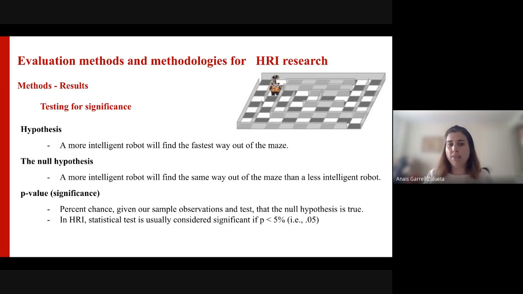So the statistical test will give me a p-value. If the value is lower than 5%, it means that I can reject the null hypothesis and then accept my hypothesis. Attention, if you have a p-value of over 5%, it doesn't mean that you have to accept the null hypothesis. It means that you cannot reject the null hypothesis. Be careful with that because it's not the same.